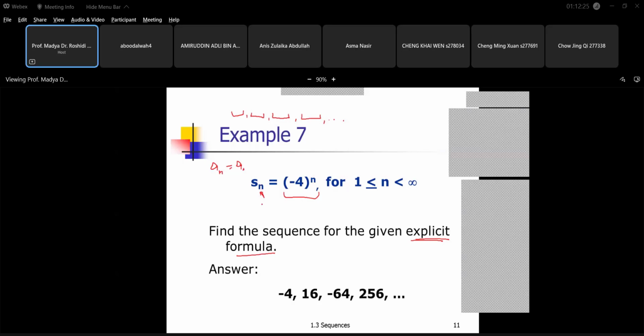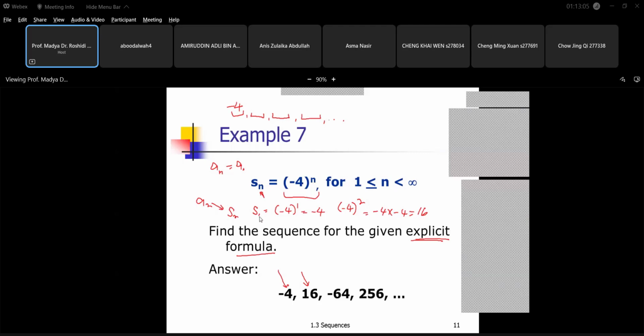Automatically here also 1. So S1 equal to negative 4 power of 1, it will be negative 4. So the first value is negative 4, as shown here. The second value, S2: if n here is 2, here also 2, so it will be negative 4 squared. Negative 4 times negative 4, it will be 16. So here, that's why 16.